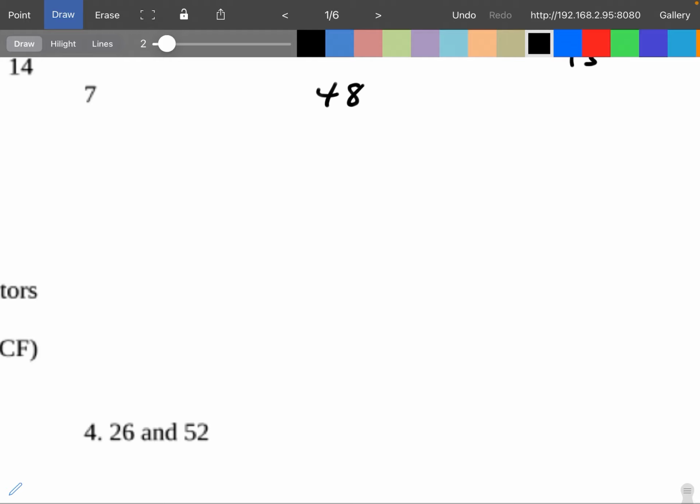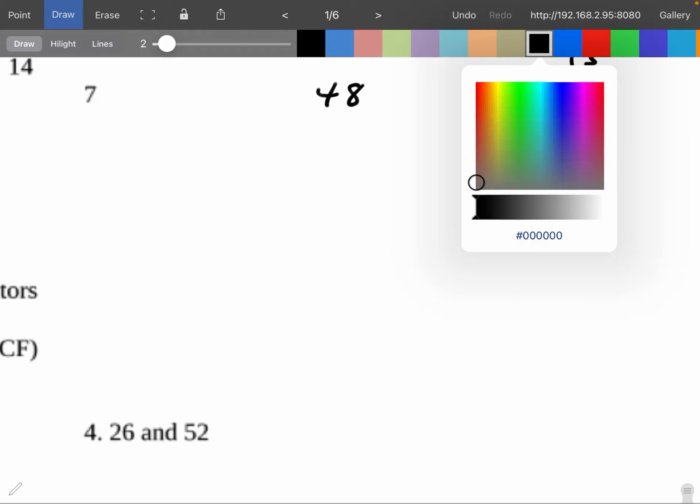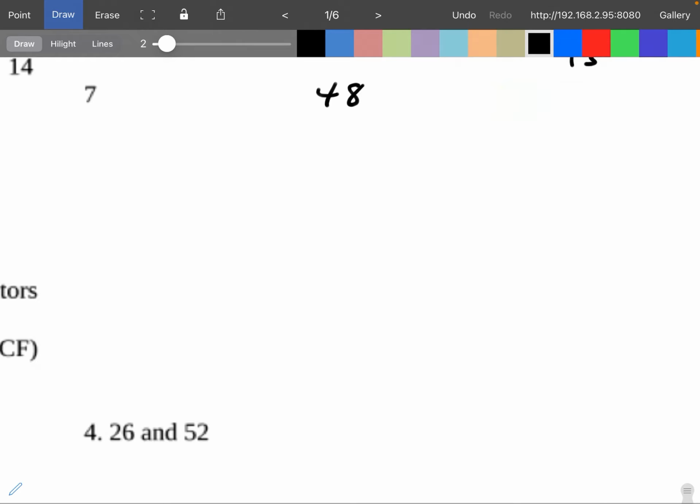Well, 48 and 1, we know that one. 2 and 24, yep, you could do that. You could do 16 times 3, you could do it a bunch of different ways. But the idea is you want to break it down into prime factors. So again, how I do this is, you could do 6 and 8, but I'm going to do 2 times 24.